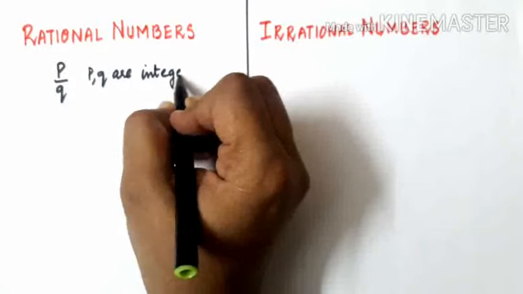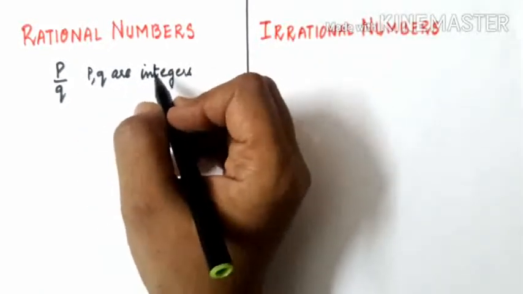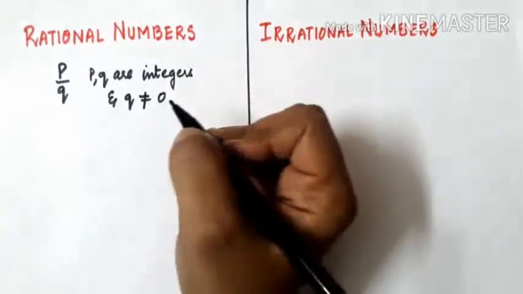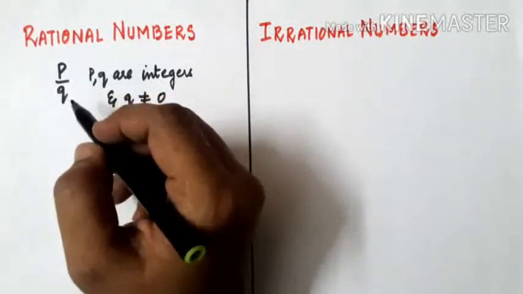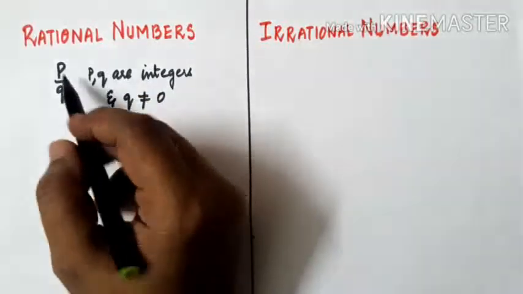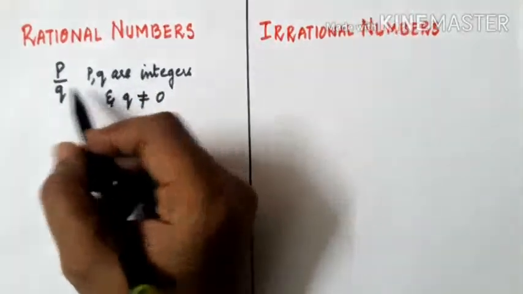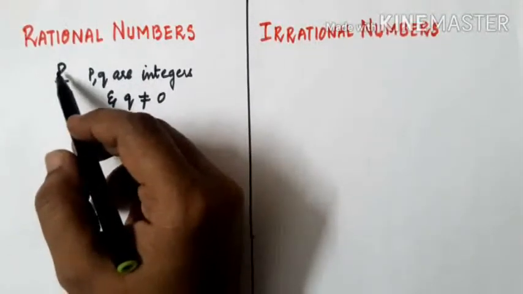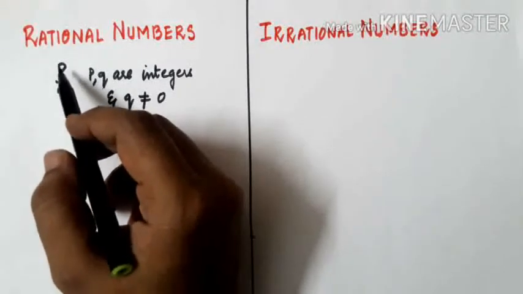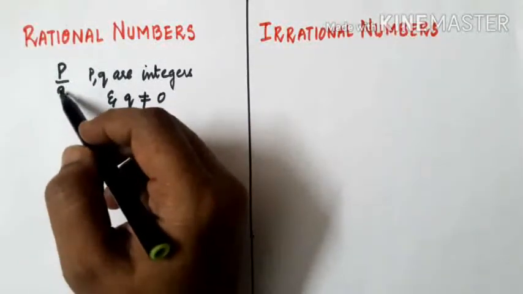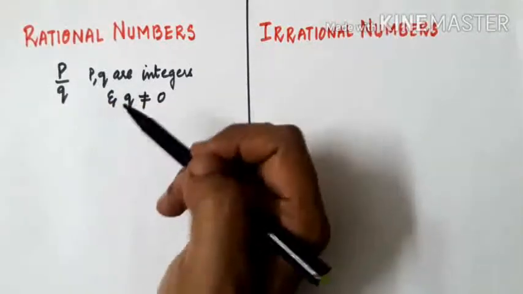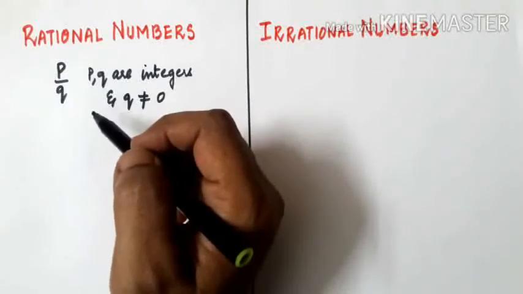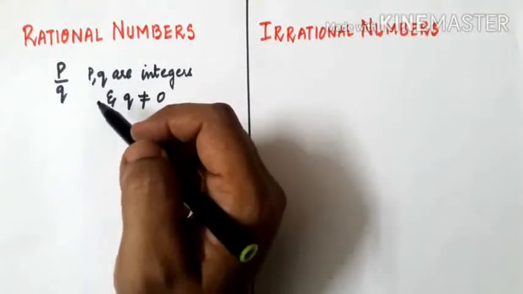Fine. So here p and q can be any integer, and the condition is q should not be equal to 0. So these type of numbers we call rational numbers. Here p and q can be integers and this denominator should not be equal to 0. If suppose you have p as 5 and q as 0, then it will be undefined. 5 by 0 will be undefined. Wherever you have 0 in the denominator, that will be undefined.